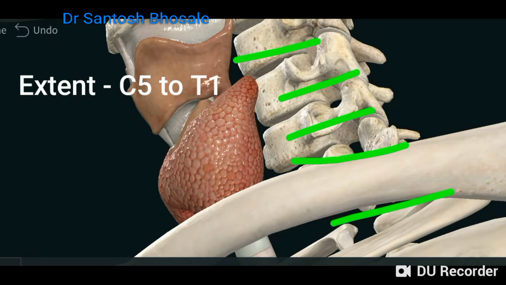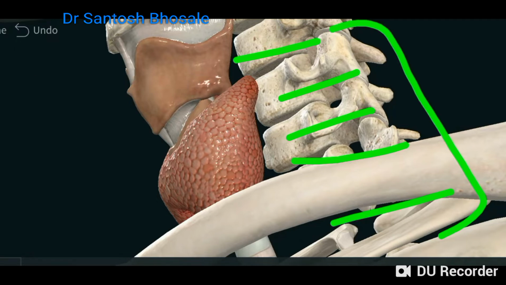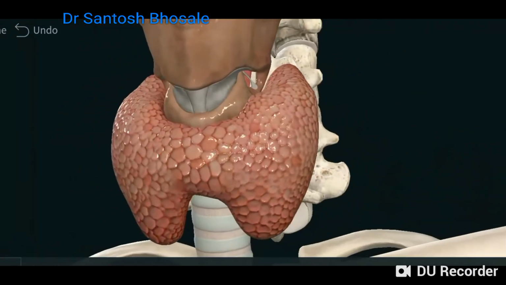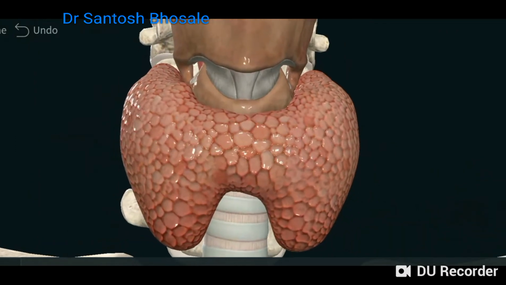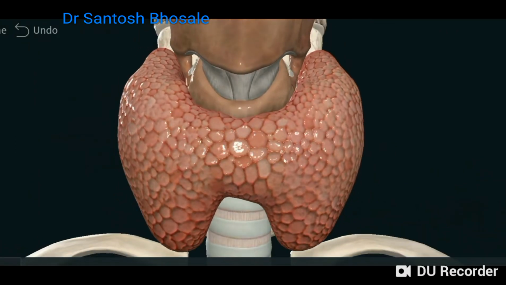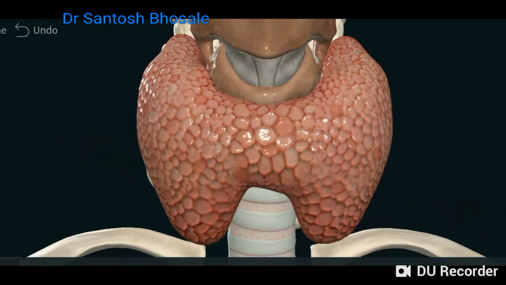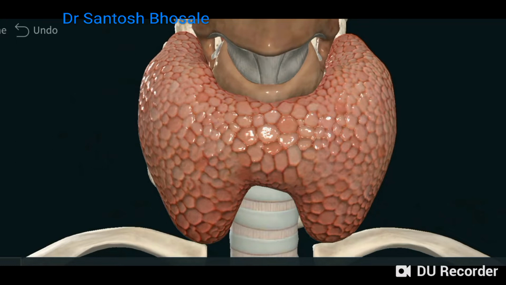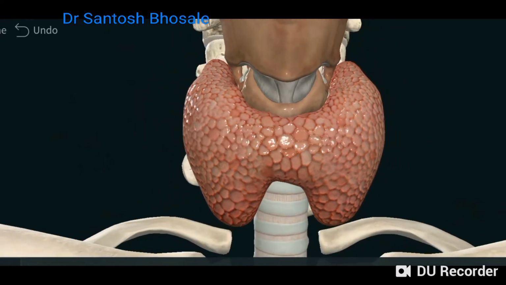It extends from C5 vertebra to T1. You can remember the formation of the brachial plexus to remember the extent of the thyroid gland, C5 to T1 vertebra. And coming to the measurements of each lobe here, each lobe measures around 5 cm in length, 3 cm in breadth and 2 cm in thickness, and the thyroid gland weighs around 25 grams.